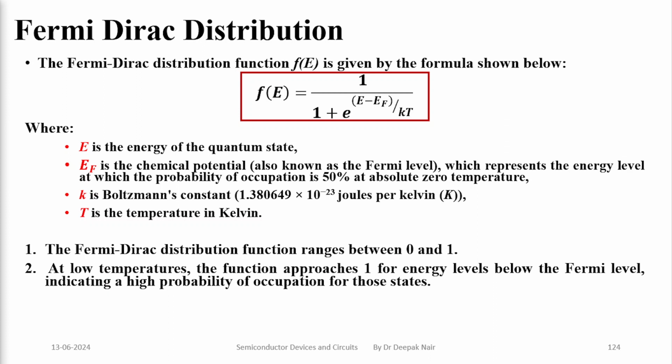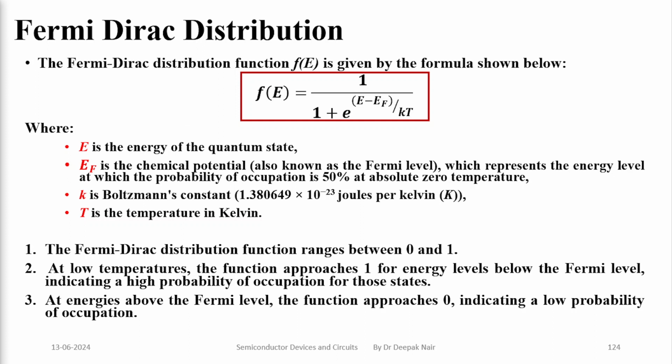Second, at low temperatures, if you take extreme low temperature, that is 0 degree Kelvin, the function approaches 1 or f(E) reaches 1 for energy levels below Fermi level, indicating a high probability, towards 1, meaning it is absolutely possible to find electrons or fermions in that particular energy level. So at low temperatures, the function approaches 1 for energy levels below Fermi level, indicating a high probability of occupation for those states. We will clear these things in the upcoming slide with some diagrams.